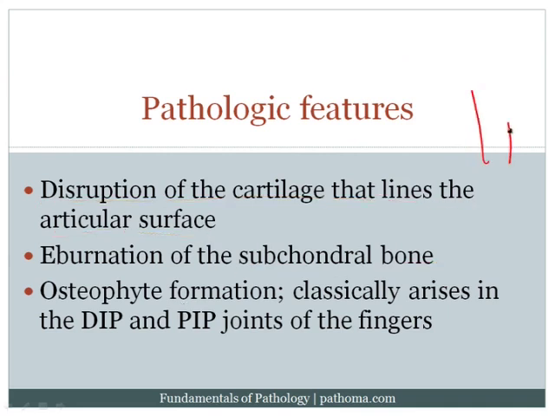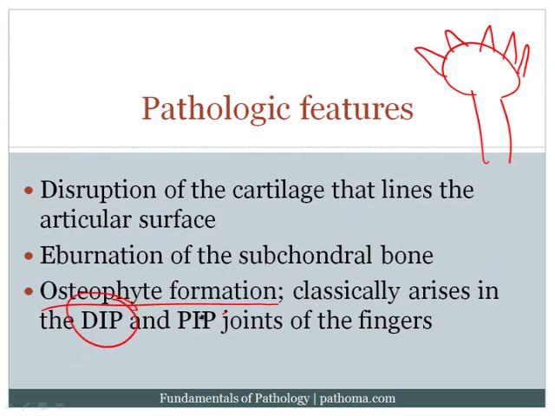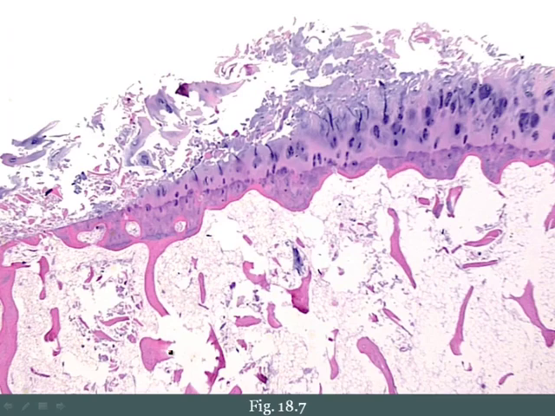Number three is that as you get bone rubbing against bone, you're going to get some reactive bony outgrowths, and those are called osteophytes. And so you'll see development of osteophytes in the area of damage as well. Now, particularly high yield, the osteophytes classically arise in the DIP and PIP joints of the fingers, and when this occurs, the patients get enlargement and thickening of the DIP and PIP joints, and those are called Heberden and Bouchard nodes. And here's a picture highlighting disruption of the cartilage that lines the articular surface.